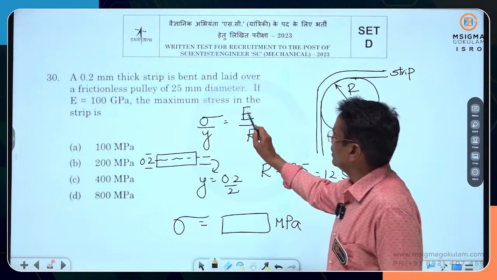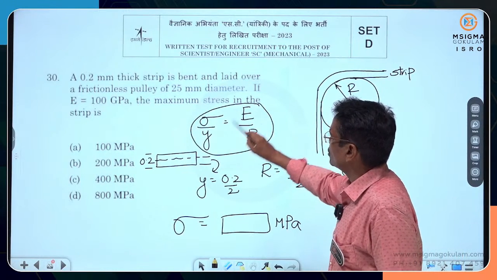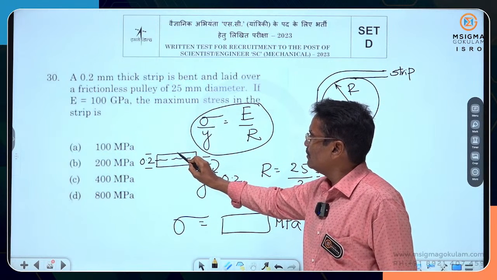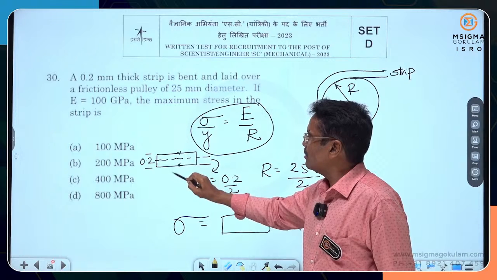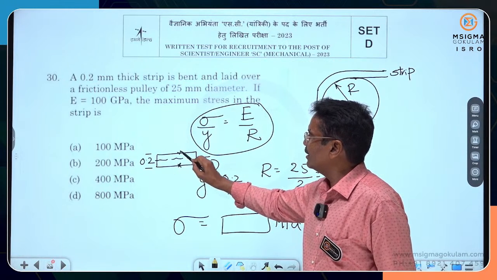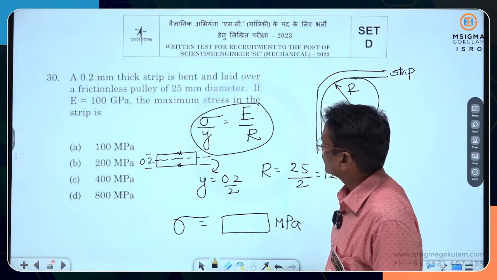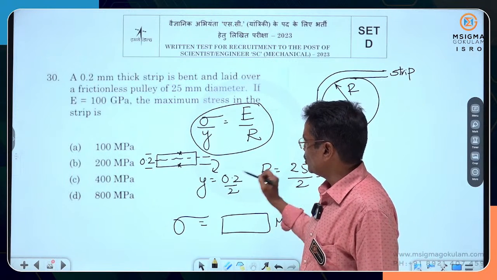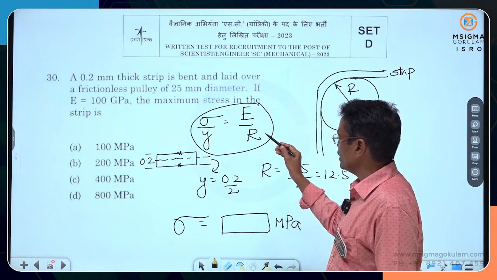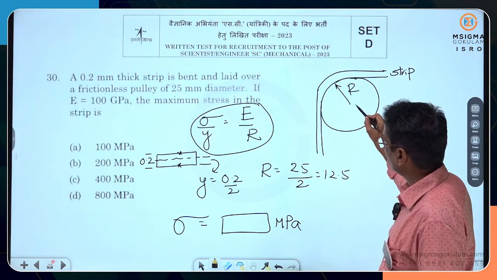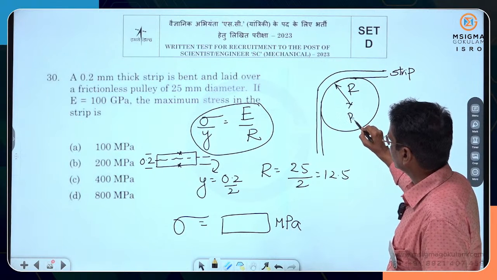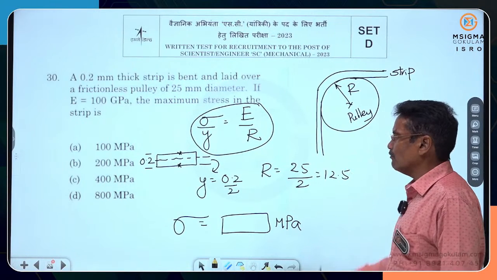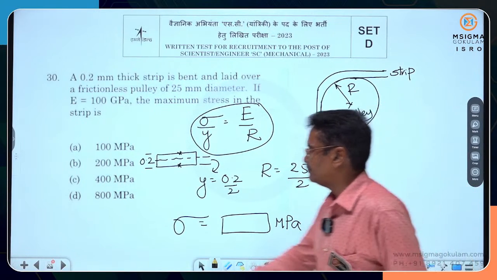This is the stress subjected by the extreme fibers. See, the sigma will be the maximum at the extreme fibers, right? Here or here. And y is half of the thickness of the strip, that is 0.2 by 2. And the radius of curvature of the bending will be the radius of the pulley itself. Everything I convert into meters, and you will get the answer.